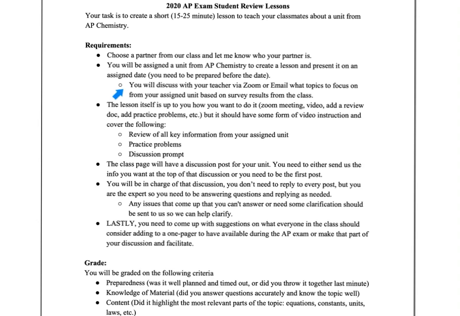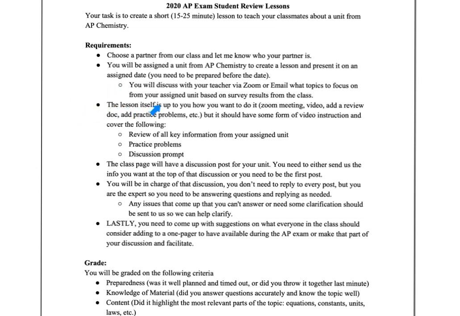You will discuss via email, or if we need to set up a Zoom call, what topics to focus on. So I'm going to use the survey. Again, it's kind of hard to cover an entire unit in 15 to 25 minutes. You're going to do your best as an overview, but then the topics that your classmates voted for on the survey, you will spend most of your time in the video going over.